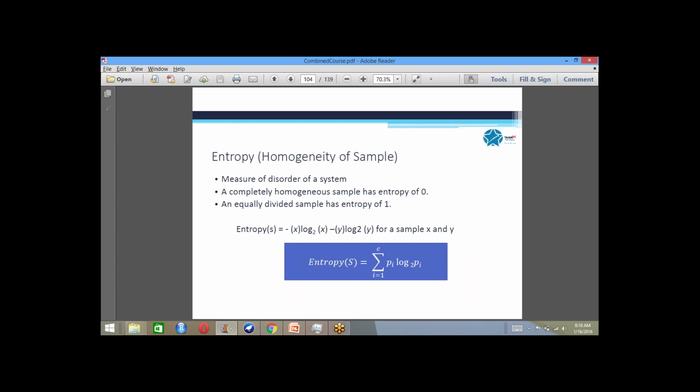If you take a perfectly homogeneous sample, entropy will be zero, where all of them are one class. If all of them are equally divided across classes, entropy is one. But the usual reality is it's somewhere in the middle between 0 and 1. So we try to derive the entropy, and based on that, we try to see how you can increase the information gain of the system. That is how we will select that kind of a classifier.